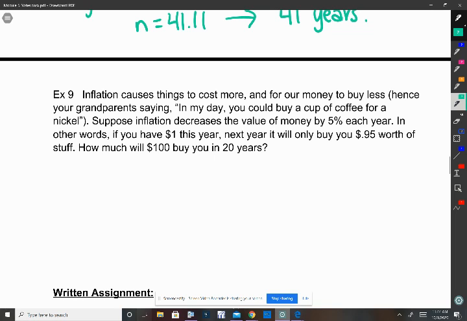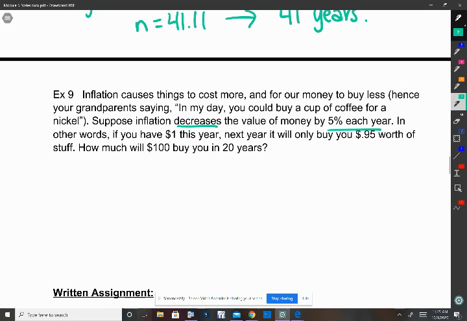All right, so as we look at example 9, it talks about inflation and how things cost more today, or like we can buy less for the same amount of money as what we used to be able to buy. And so it says, suppose inflation decreases the value of money by 5% each year. So in other words, if you have $1 this year, next year it will only be worth 0.95 of this stuff. How much will $100 buy in 20 years?